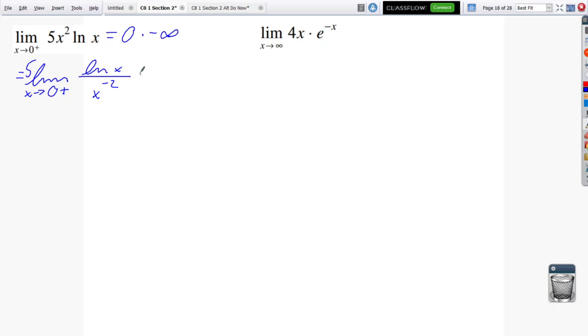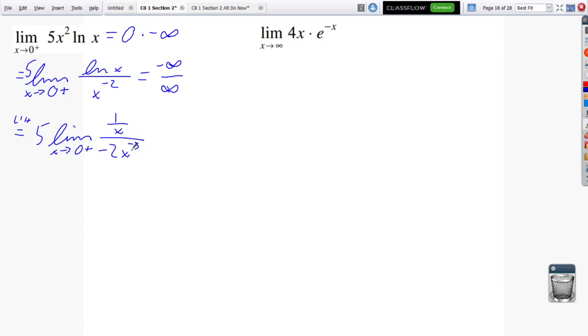I know that x to the negative second is going to give me that infinity. I've got 0 to a negative power. In the numerator, I already know that that's negative infinity. So now I can see, using L'Hopital's rule, I'm going to have 5 limit x approaches 0 from the right, derivative of ln of x is 1 over x over derivative of x to the negative second would be negative 2 x to the negative third.